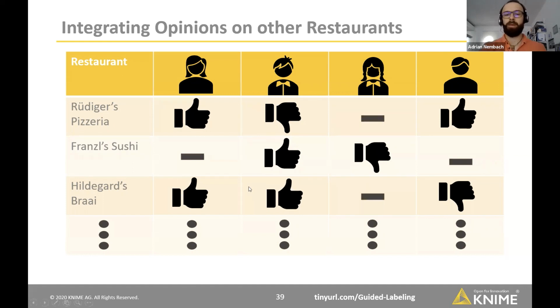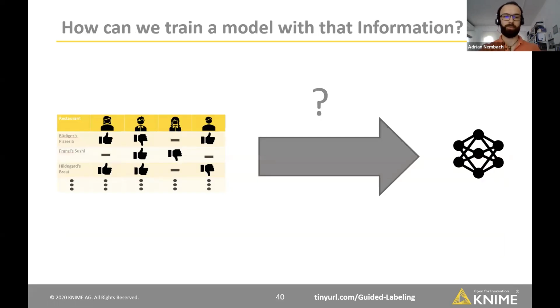Yeah. The question now is, how can we actually use this? Because as data scientists, we would like to train a model. So I don't want to carry around my friends to ask them for their opinion on restaurants all the time. Instead, I could just train a model and have it on my smartphone, for example, and then I can ask the model.